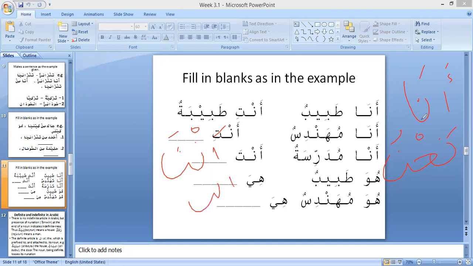anta, anti, antuma, antum, antunna. So ana, nahnu, anta, anti, antuma, antum, antunna. These five are second person pronouns.